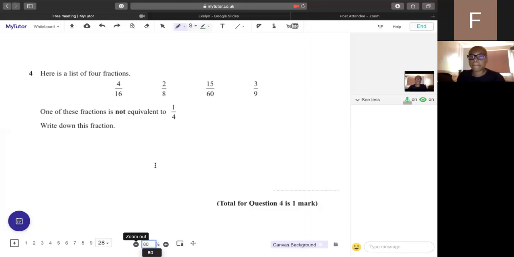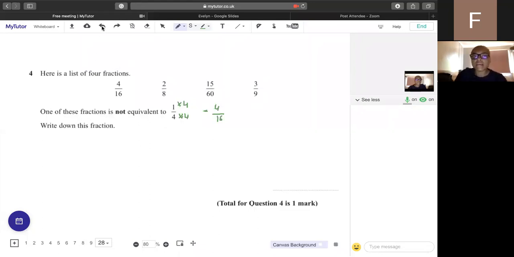For instance, if you were going to do that method, to get from 4 to 16, you multiply by 4. So 4 times 4 is 16. You also need to do the same thing with your numerator, so you would get 4/16. So this is equivalent, and that's not the answer. You could do it that way, but it does take a little bit longer.